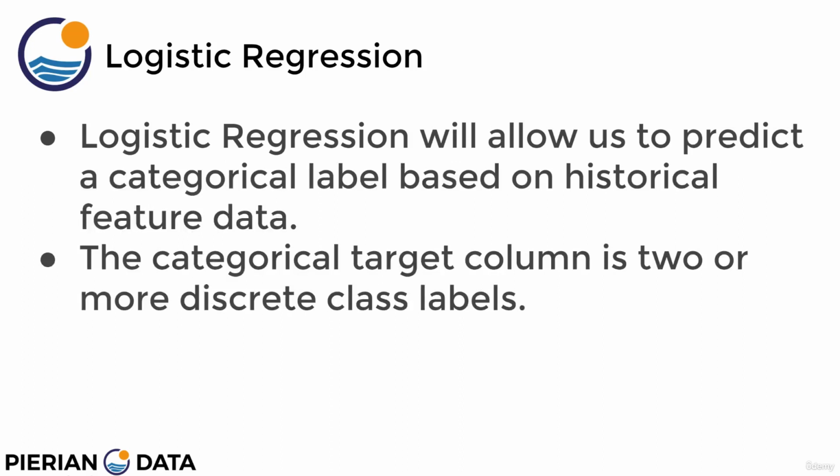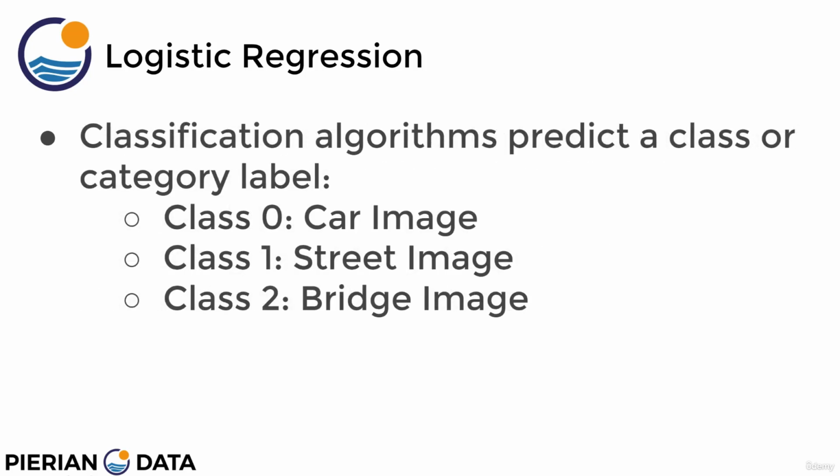So let's briefly discuss logistic regression, just to give you an overview of what it can do. It essentially allows us to predict a categorical label based on historical feature data. The categorical target column means that it's two or more discrete class labels. For example, we could use a classification algorithm to predict a class or category label, such as what class an image stands for. Maybe it's class 0, a car image, class 1, a street image, or class 2, a bridge image, and so on.